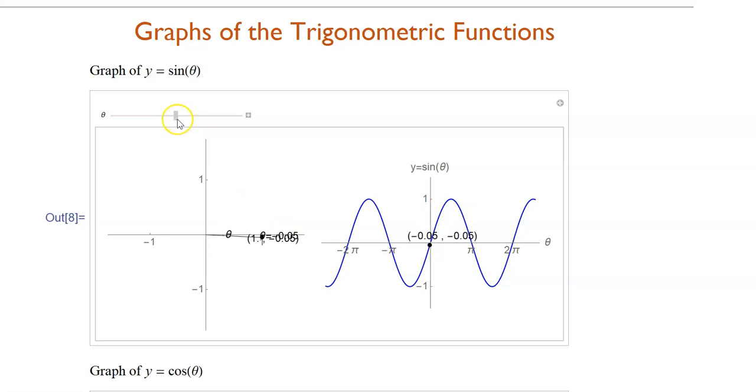So notice that we start when theta is the angle 0. Now it's a little difficult to see there, but when theta equals 0, notice that the y coordinate of that point right there is also 0. So we plot the point 0, 0 right there on the graph of the sine function. And then as we let this angle increase, watch what happens. Watch the black dot over here.